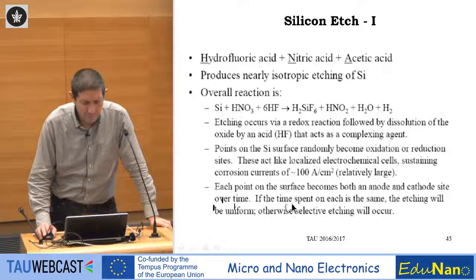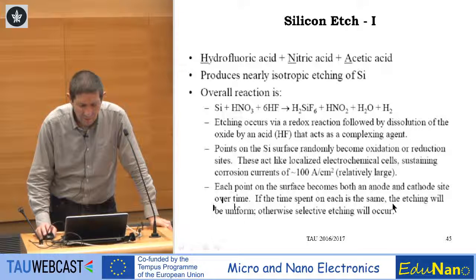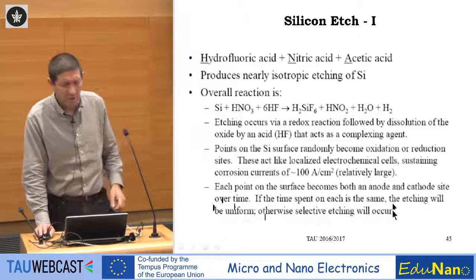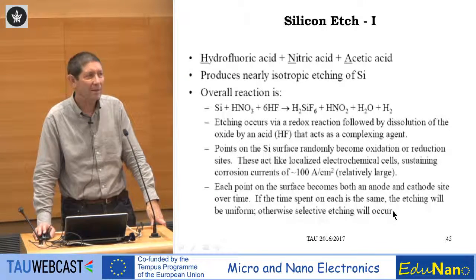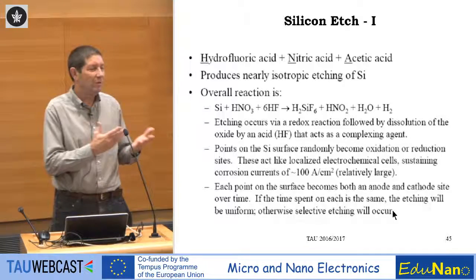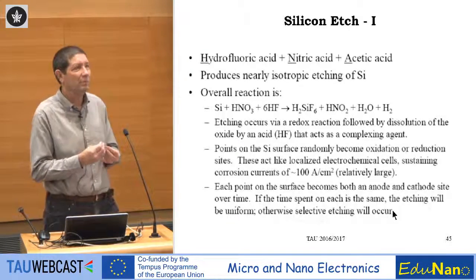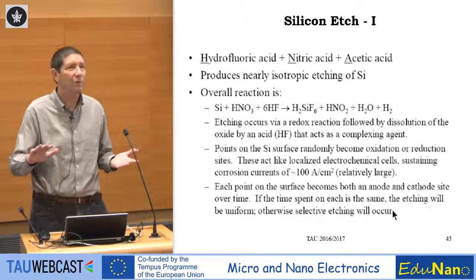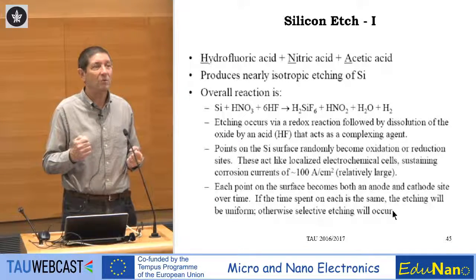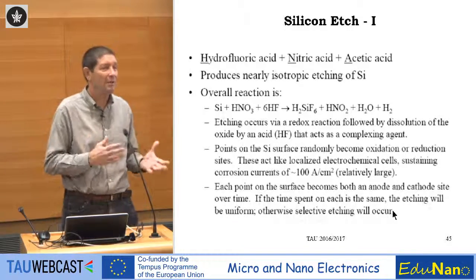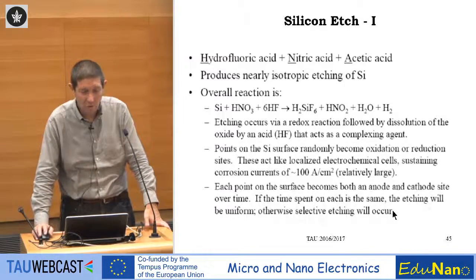Over time, if the time spent on each is the same, the etching will be uniform; otherwise, selective etching will occur. So the idea is that the oxidation and the etching are random. That's why we get a very uniform etch. If I change this rule by putting in some additives or changing the surface properties, I can make it selective, but in this case we don't want it.